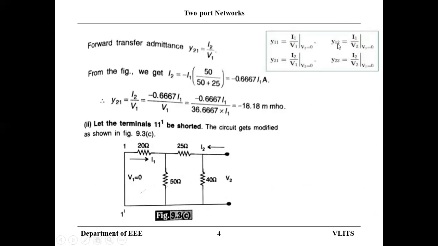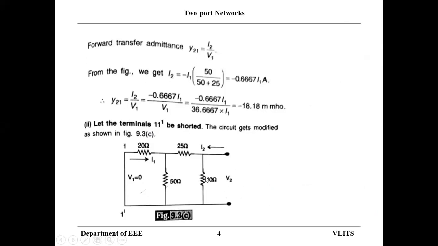If you want to find y12, then you have to find I1 in terms of V2, or you can find V2 in terms of I1, whatever it is, because you need I1 and V2. Similarly, if you want to find y22, you need I2 and V2. So which means here there are three variables, that is I1, V2 and I2.